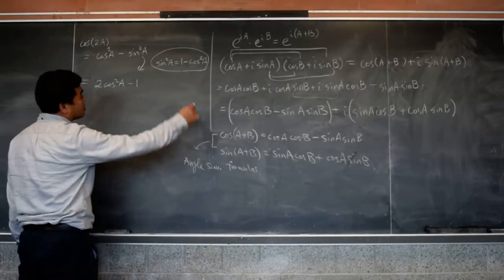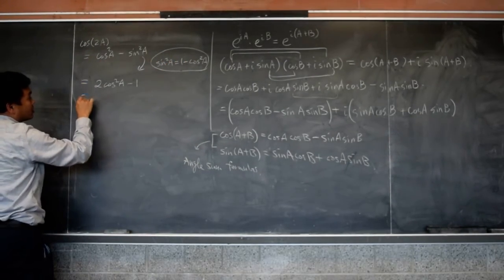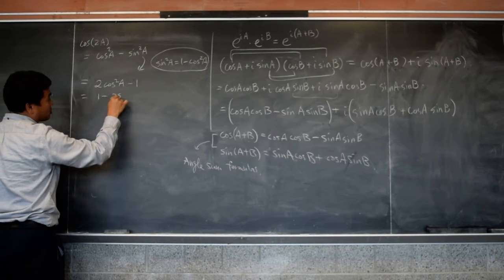And also you can do the opposite. You can use cosine squared is 1 minus sine squared, then apply it here. It will give you 1 minus 2 sine squared of A.